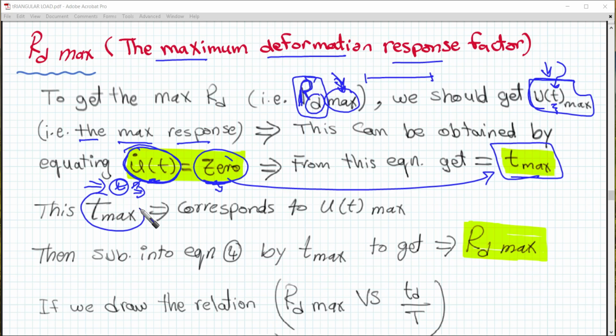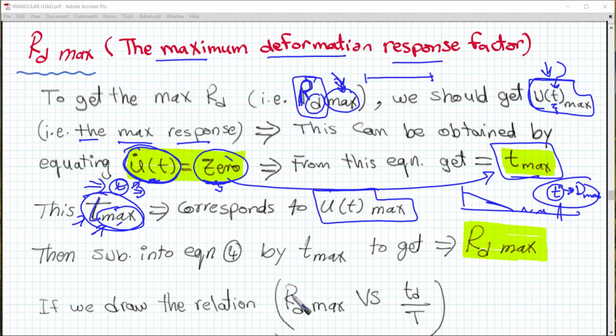This t maximum, we call it t maximum. It doesn't mean anything except the t where the maximum response is going to happen. This is the meaning of maximum here. It doesn't mean the value of t itself, because t has nothing to do with the maximum response. It is related to the point of time that is going to give us, for example, d maximum. That's the meaning of t maximum here. It corresponds to u maximum.